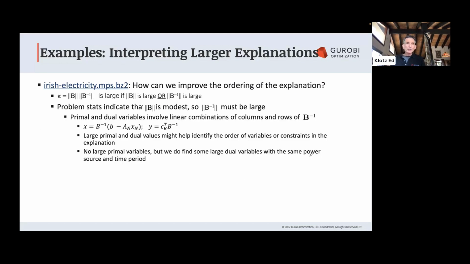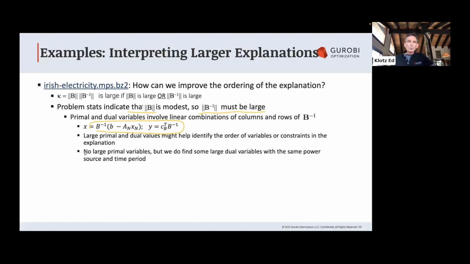Well, what else can we look at? Well, the problem stats tell us that the norm of the basis matrix is going to be modest. So if it's ill-conditioned, it's got to be happening from the inverse of the basis. Well, the inverse of the basis is relevant in the calculation of both the primal and dual variables. So we can look for large primal and dual values and see if those will help us identify how to order the variables or constraints in the explanation.